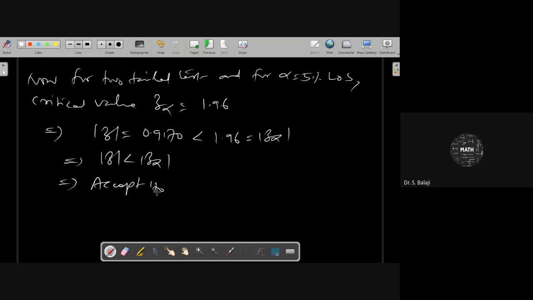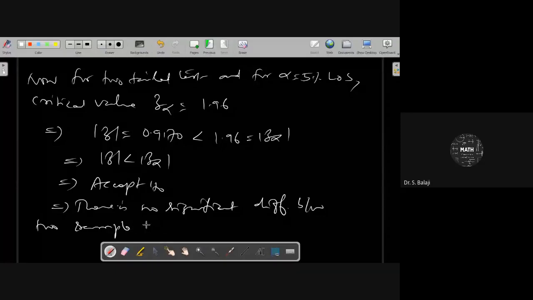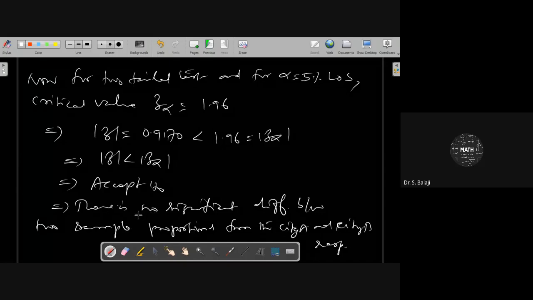Accept H naught means there is no significant difference between the two sample proportions from city A and city B respectively. That will be important: there is no significant difference between the two sample proportions.